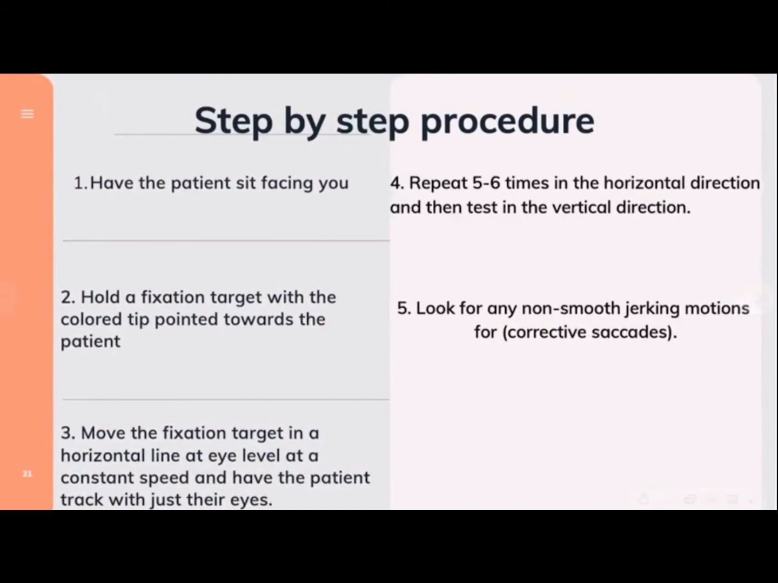First thing to do is have the patient sit facing you. Second is hold a fixation target with the colored tip pointed towards the patient. Third, move the fixation target in a horizontal line at eye level at a constant speed and have the patient track with just their eyes. And fourth, repeat 5 to 6 times in the horizontal direction and then test in the vertical direction. Fifth is look for any non-smooth or jerking motion.